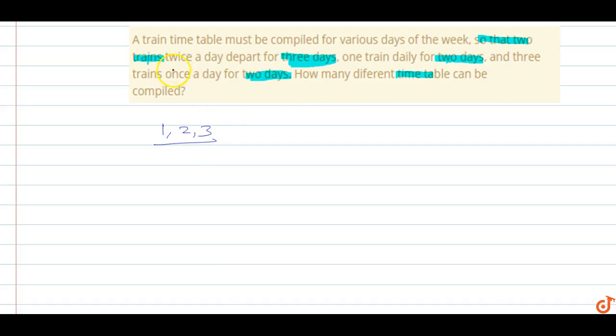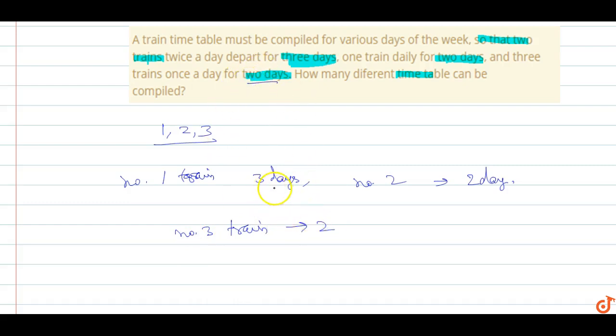Okay, so two trains twice a day depart for 3 days. The two trains are different, so both are different. They depart twice a day for 3 days. So it means train number one is for 3 days, train number two is daily for 2 days, and train number three is for 2 days.